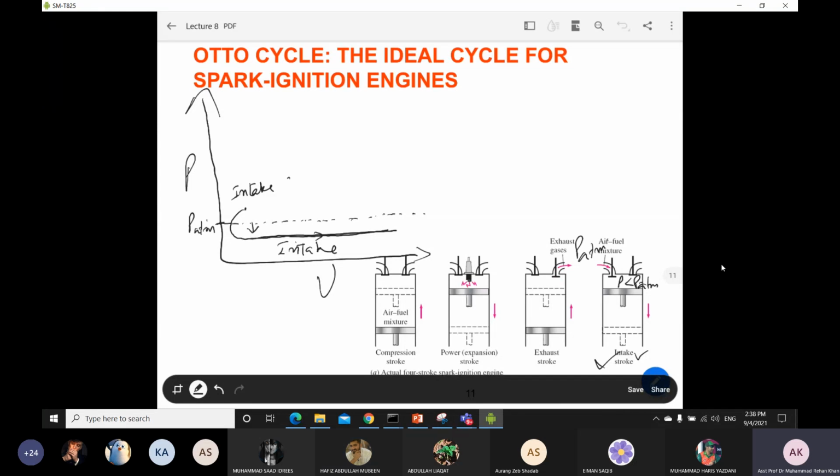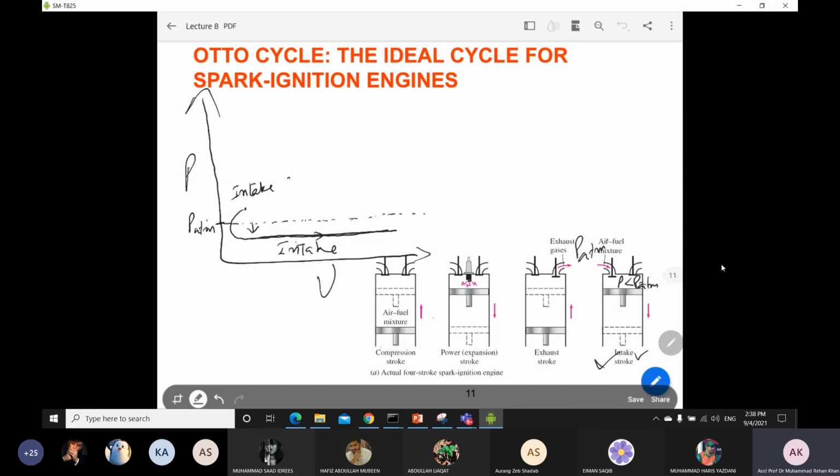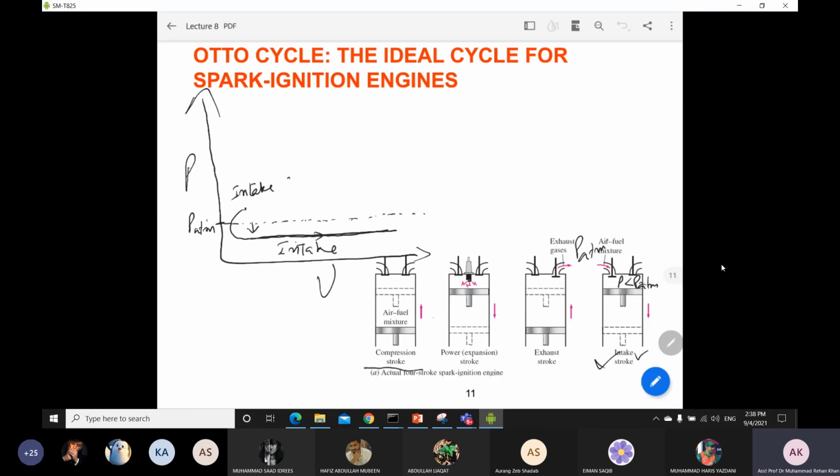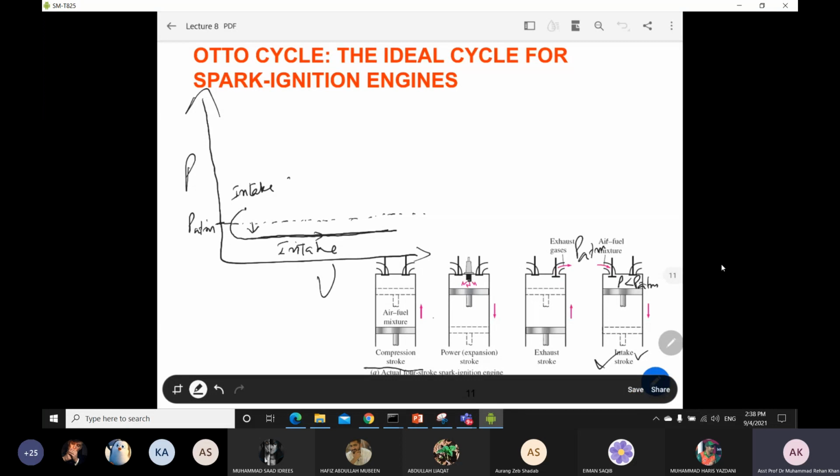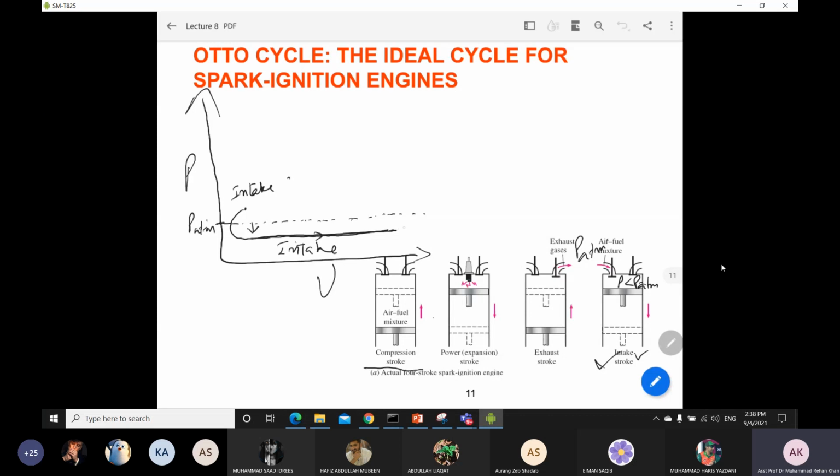Okay, so now this is your intake process. Now coming after this, there will be a compression process, because there will be an injection of air-fuel mixture. Now this process will happen, which is your compression stroke. So we will see that after compression, the volume of your mixture inside your cylinder will decrease.